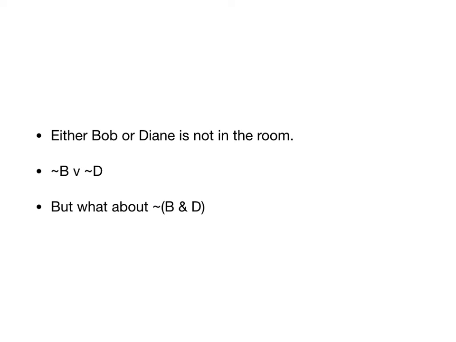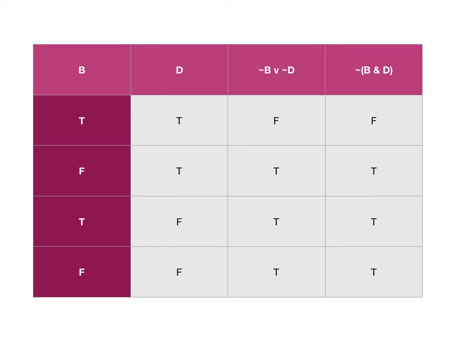Or also take this one, right? Either Bob or Diane is not in the room. One answer here would be not B or not D, right? Either Bob is not in the room or Diane is not in the room. But what about not B and D? Slightly less natural translation to my mind, but it's also a possible answer, right? Well, again, which one is right? Well, again, both are, right? They have exactly the same truth values.